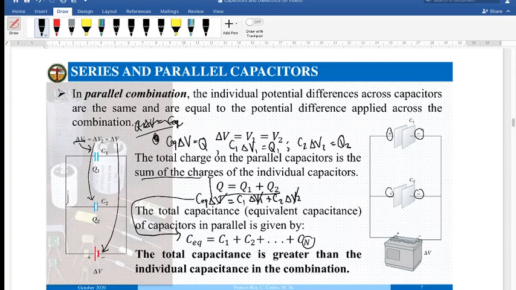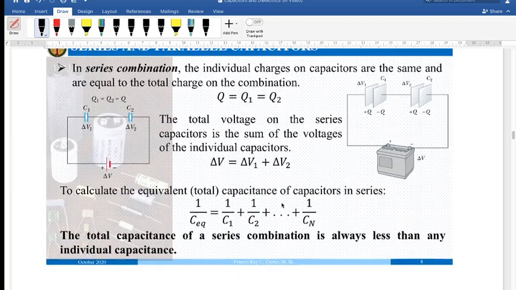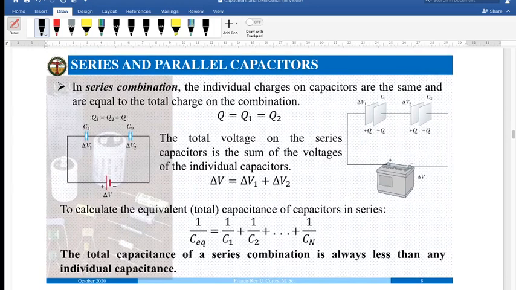Okay, so if you want to maximize the ability of your two or more capacitors to store charges, you should connect them in parallel. Okay, so that's it. How about if we have series capacitors?